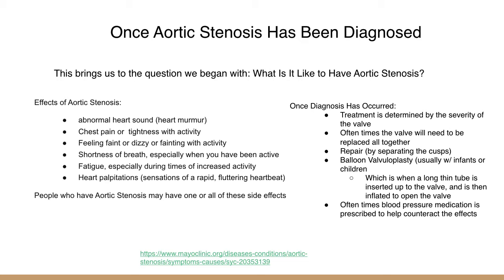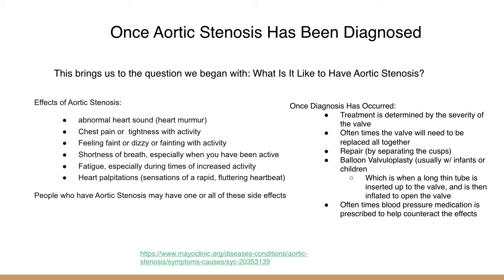Some effects of having aortic stenosis: abnormal heart sound, also known as a heart murmur; chest pain or tightness with activity; feeling faint or dizzy or fainting with activity; shortness of breath, especially when you have been active; fatigue, especially during times of increased activity; and heart palpitations, sensations of a rapid fluttering heartbeat. People who have aortic stenosis may have one or all of these side effects.